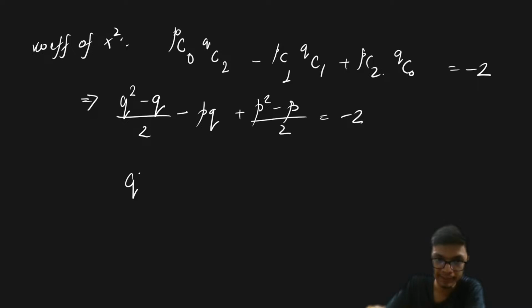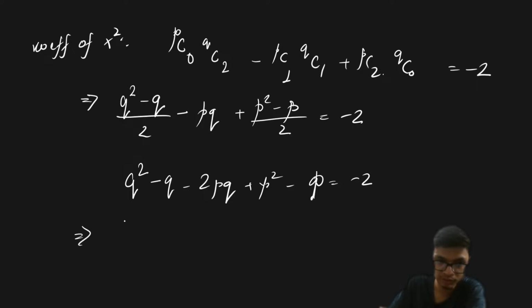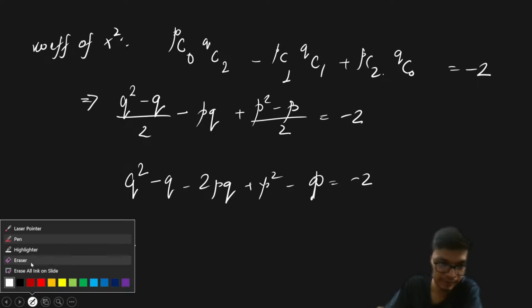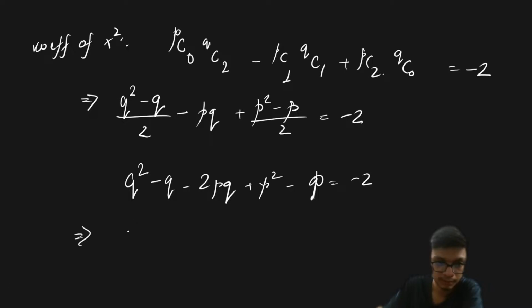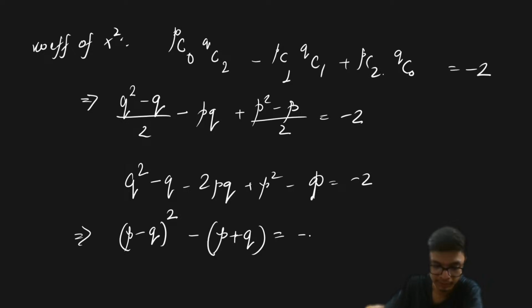So from this part I will have q square minus q minus 2pq plus p square minus p is equal to minus 2, which I can always simplify and write as p minus q whole square minus of p plus q whole square minus of p plus q, sorry, p minus q whole square minus of p plus q, and that is going to be equal to, sorry, minus 4 because I multiplied with 2, right? So this is going to be minus 4 over here.